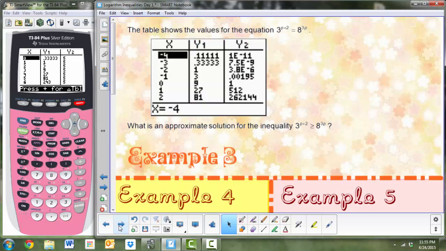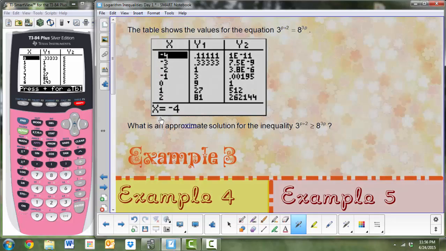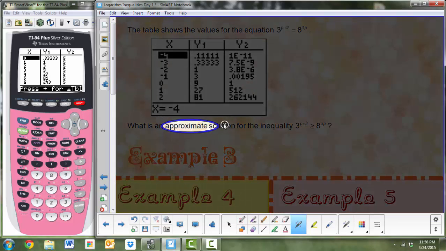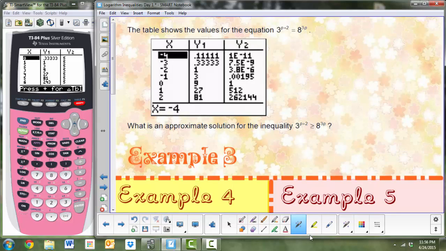Another one that you could probably see are these, the ones where you're given a table. The nice thing about the table is all you have to do is give me, you've guessed it, an approximate solution. Please do not make these harder than they actually are. These are all predictions, guesses, what you think. So on this one, I've already made the table for you. Congratulations, I've done the work.